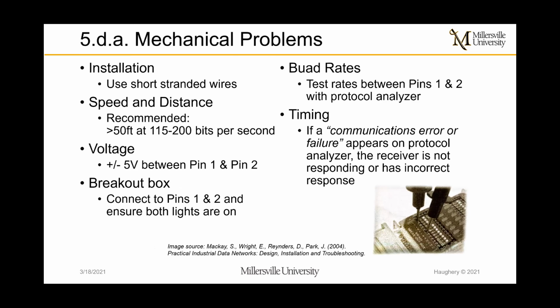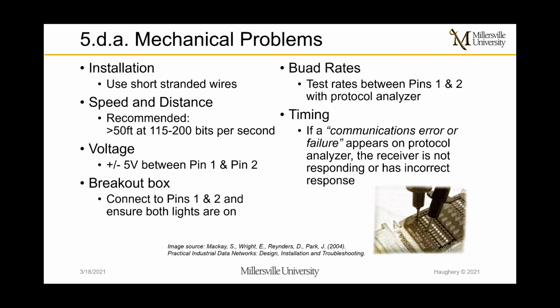So here we have some more various mechanical problems that can come up when you are looking at these different systems. First of all, during installation, you want to make sure you use short stranded wires to help prevent some of these problems. It also may be a problem with the speed and distance of your system. Like we said earlier, it's recommended you have a length shorter than 50 feet and a speed in the range of 115 to 200 bits per second. You want to make sure you have a difference of at least plus or minus 5 volts between pin 1 and pin 2.